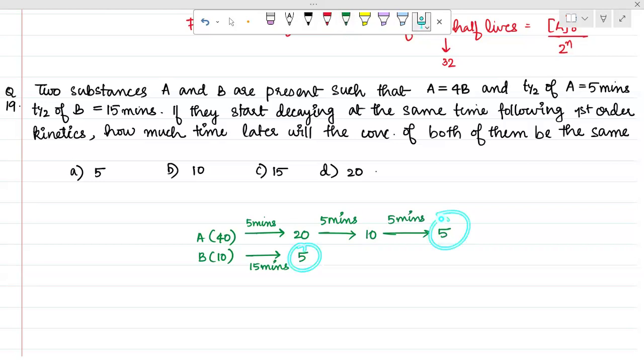What is the question? How much time later will the concentration of both of them be the same? A has also reached 5 units. B has also reached 5 units, 5 molar, whatever the units are. Okay. So how much time did it take? For A, 5 plus 5 plus 5, 15. B, within 15 minutes, because that was the t half, reached the concentration of 5 molar. So the correct answer is option C. You can get questions of this sort as well. Okay, so if you know this trick, things will be better.